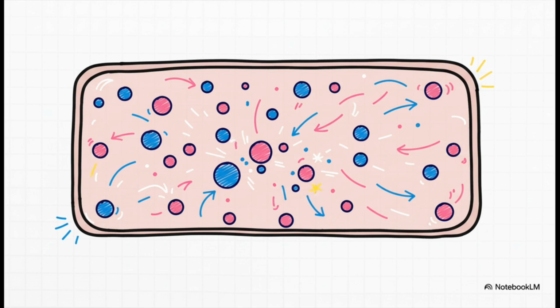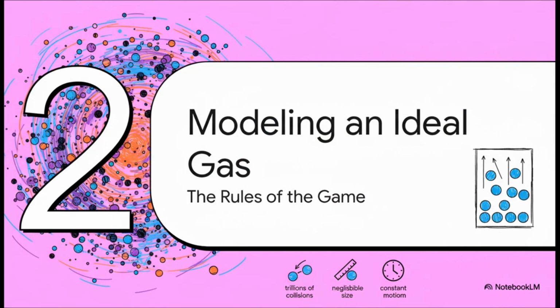A gas, like the air in this room, isn't some smooth, continuous thing. Not at all. It's really just a massive collection of individual little particles all zipping around randomly at incredible speeds, just bouncing off of everything. Okay, but trying to track trillions upon trillions of these particles all at once, that's just impossible, right?